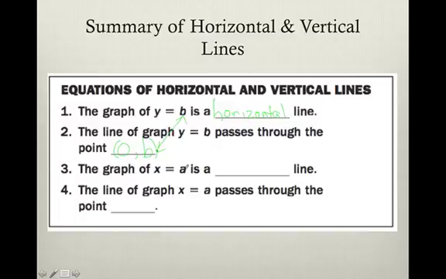The graph of x equals a. Remember, a is just a number. If that confuses you, you can just replace it with a number. x equals some number is a vertical line. The graph of x equals a passes through the point where x is equal to that number, which we're representing by a, and then the y value is going to be 0. Okay, basically what you found is your y-intercept and your x-intercept. This is a y-intercept, this is an x-intercept.